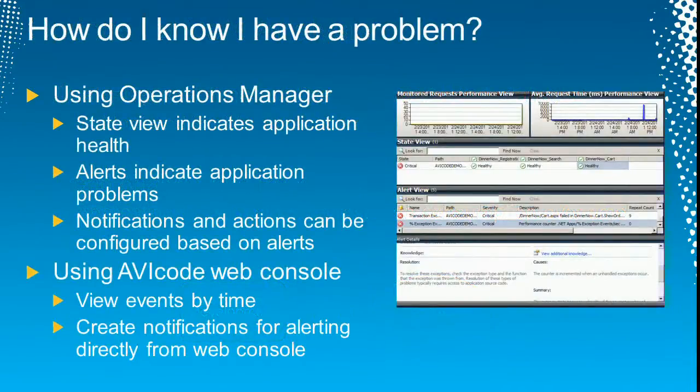So just to tie it all together, how do you know that you have a problem? Again, you have several ways using AVIcode, either through the Operations Manager management packs, where you can have real-time alerting. You can have health state changes. You know, this application has gone red. You know, you're in a failure state. Or you can use the AVIcode web console to look at events as they come in real time, and we'll review this in just a moment.